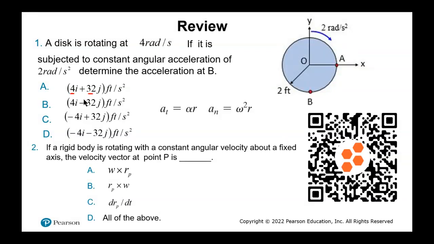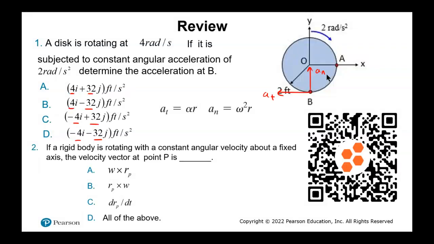You need to calculate it, but you need to see what's the correct direction for this problem. For all of these options, 4 and 32 are equal for all of them, but the sign will be changed for options A, B, C, and D. At the position B, this is the tangential acceleration. This is the normal acceleration.